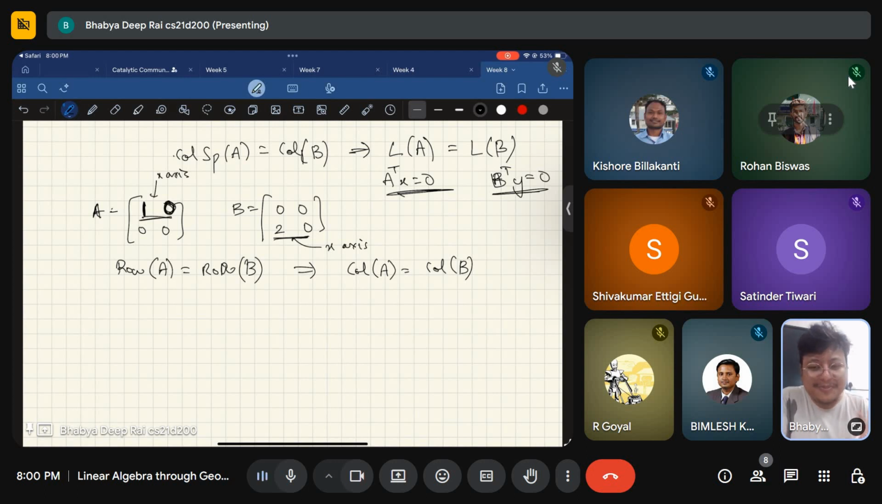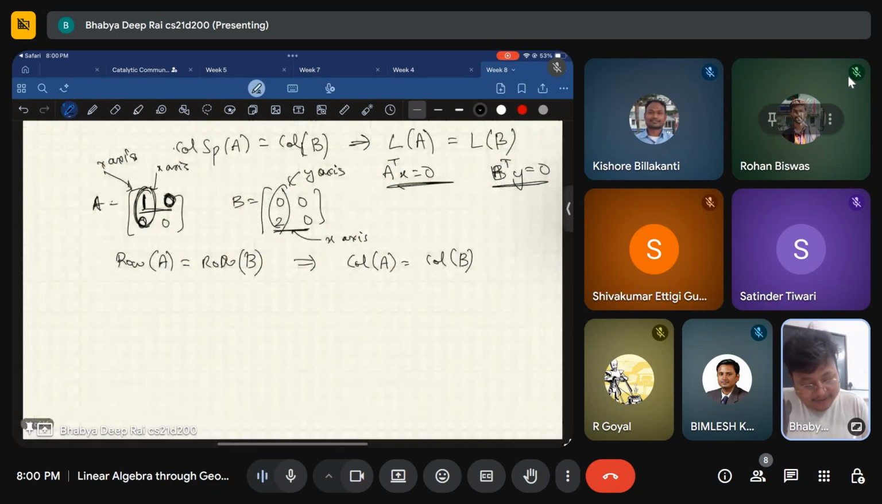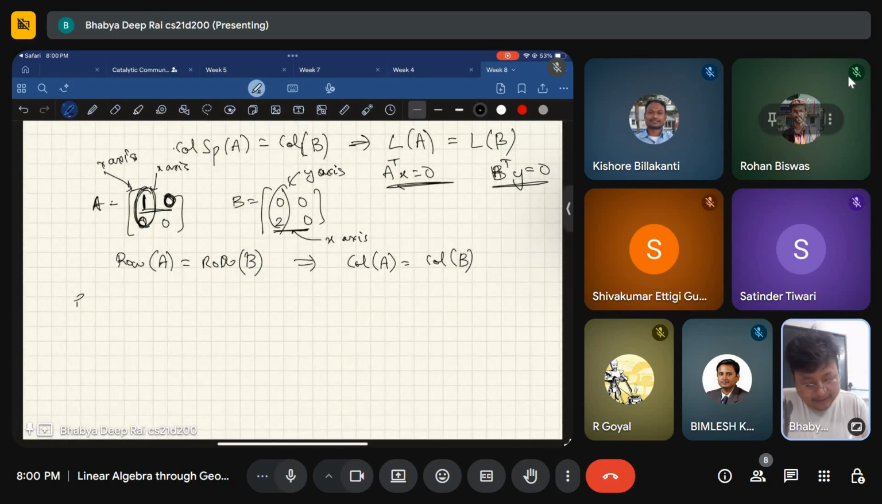Now, column space is different, however. What is the column space of this matrix? X-axis. But what is the column space of this matrix? Y-axis. Okay, if we plot it, this is row space of A, row space of B, column space of A, column space of B.